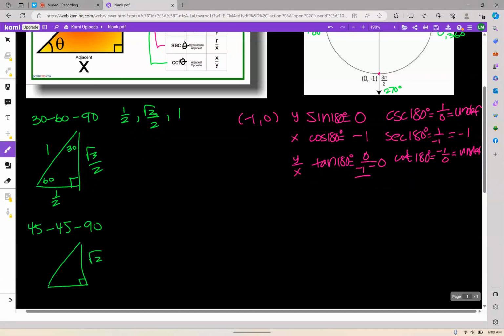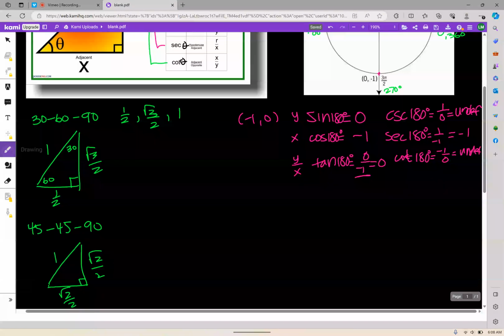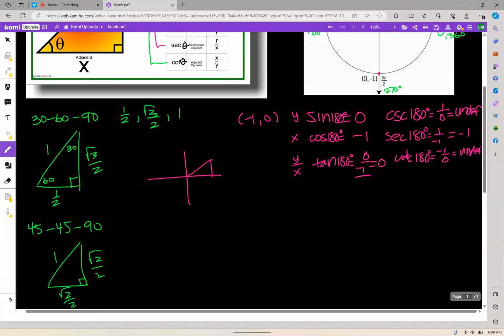So we had square root of 2 over 2, square root of 2 over 2, and 1. All right, so I mentioned just a minute ago that as we draw these triangles in the coordinate plane, we will always draw back to the x-axis. So if this one is some degree, I will stop on that terminal side, and then I will drop back to the x-axis to draw my right triangle.